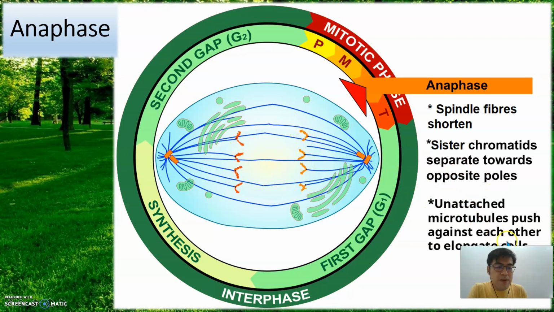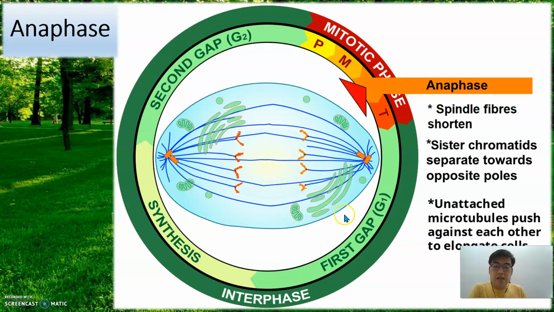What about the unattached microtubules? What about those that are not attached to centromeres? They will push against each other to elongate the cell, to make the cell longer. As you can see here, here, here, and here.